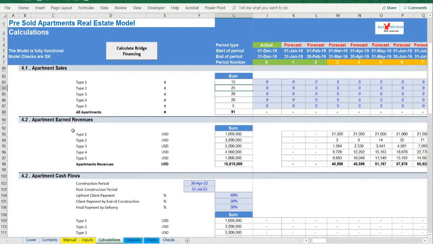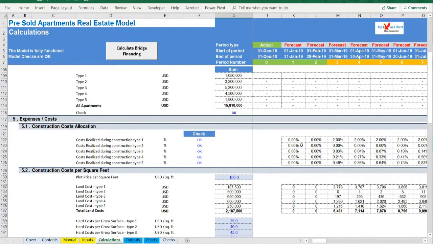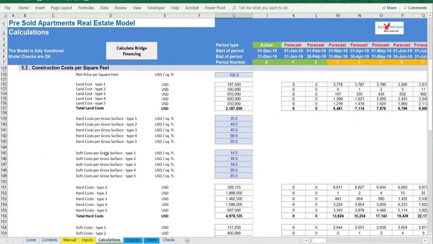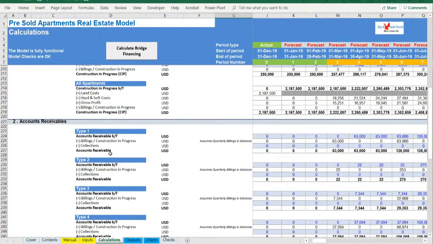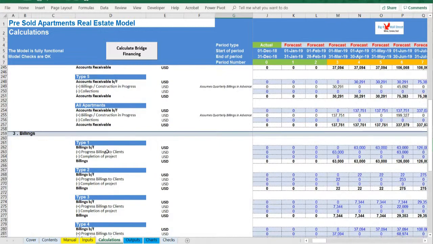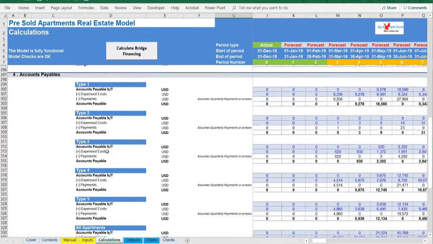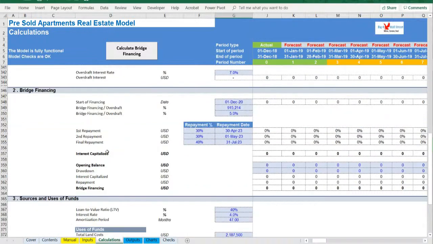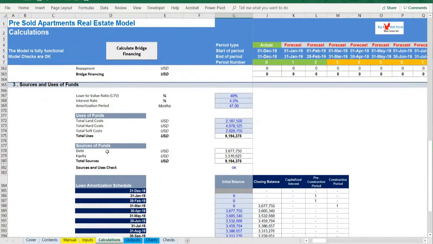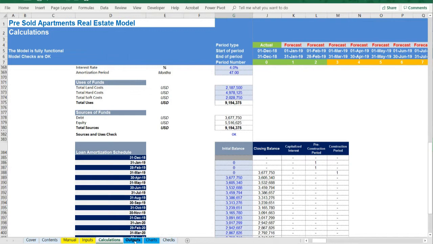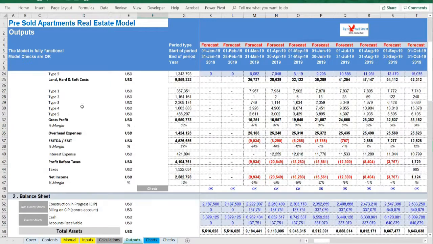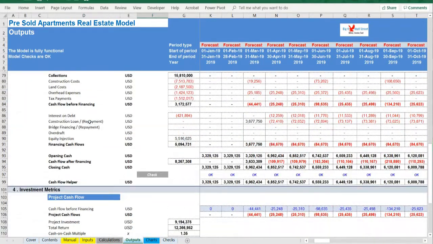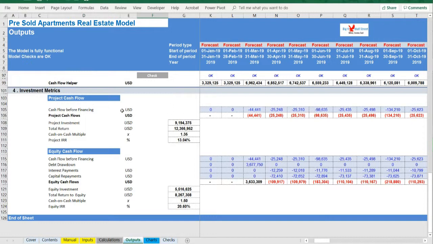A detailed construction in progress schedule that is matched with a billing schedule is incorporated as well together with accounts payable and accounts receivable schedules. Finally, the sources and uses of funds are presented and the relevant debt financing is calculated, construction loan, bridge financing, and overdraft. On the Financial Statements tabs everything is aggregated into the relevant statements, profit and loss, balance sheet, and cash flow, as well as a cash flow analysis on a project basis as well as on an equity basis. Then total return, cash on cash multiples and internal rate of return are calculated.